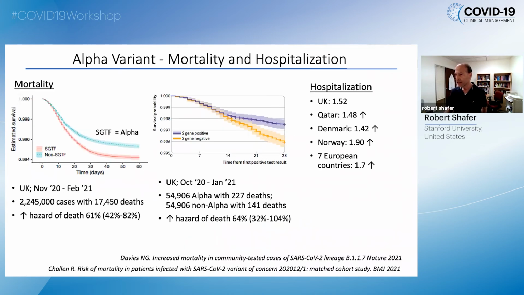Of 8 studies that I've identified, 7 showed that the Alpha variant was associated with a 50% to 90% increased risk of death or hospitalization compared with earlier virus variants. 3 of these studies were from the UK, including 2 of the largest studies shown here that also demonstrated an increased mortality associated with the Alpha variant.